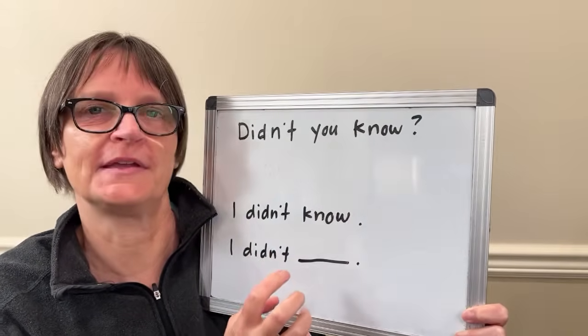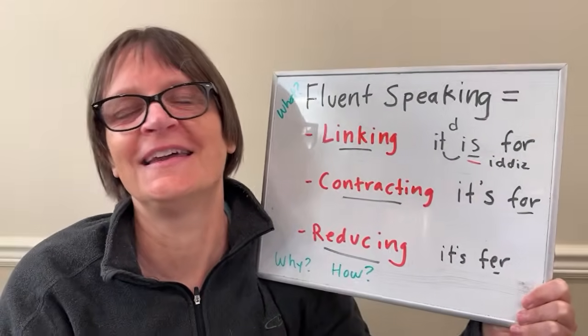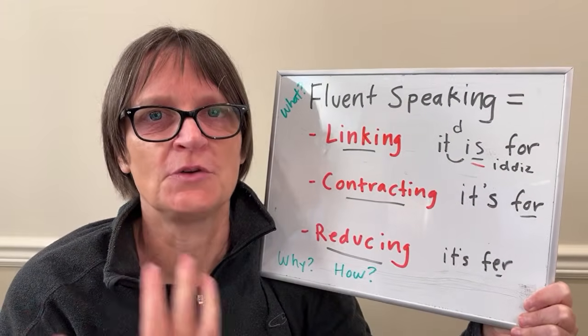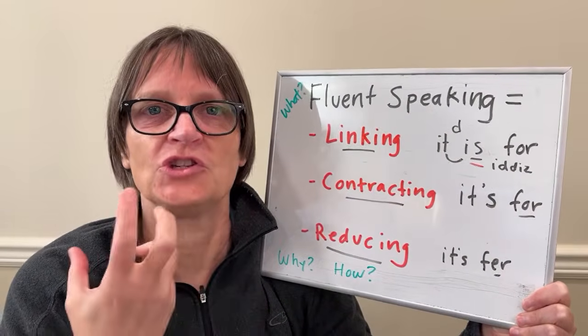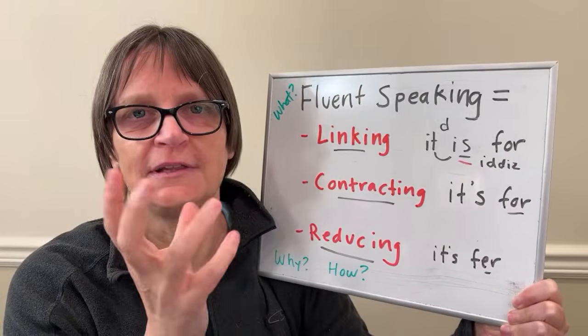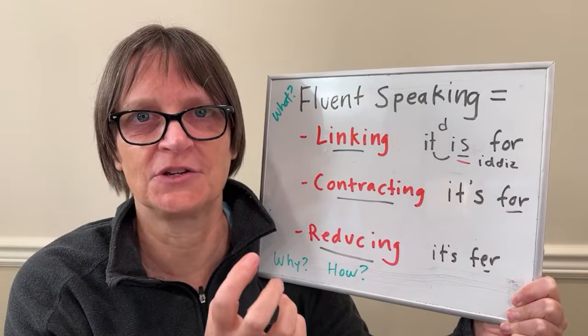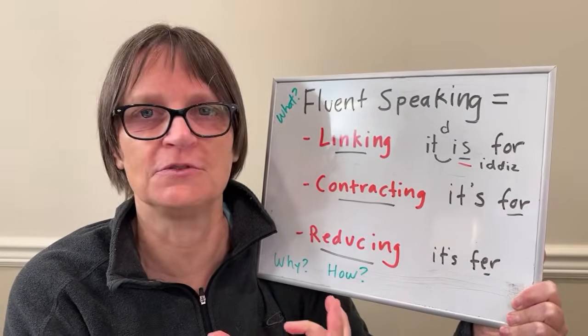number of different ways. And today we're going to talk about the things that we do that make up fluent speaking. So what do I mean when I'm talking about fluent speaking? In fluent speech, we don't speak word by word. We change some of the words, we link them together, we contract with verbs, and we reduce sounds.